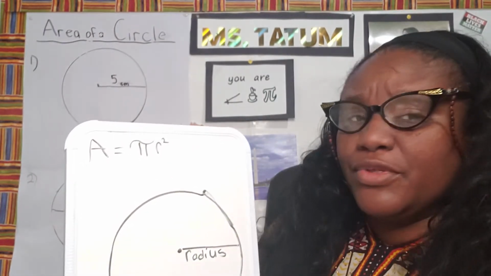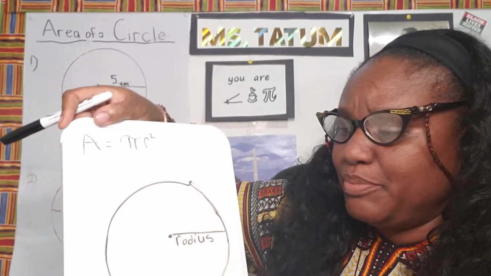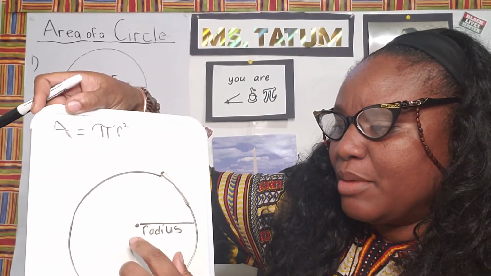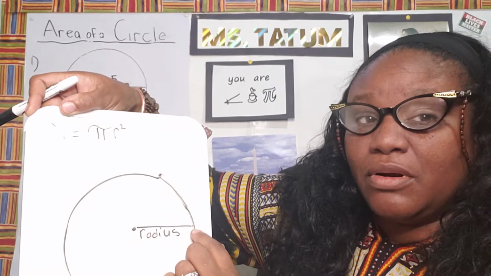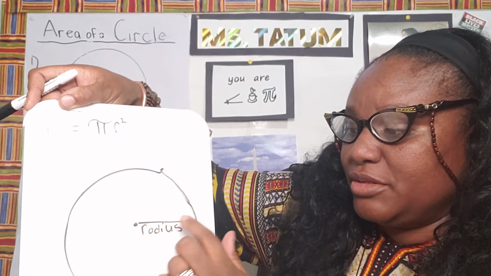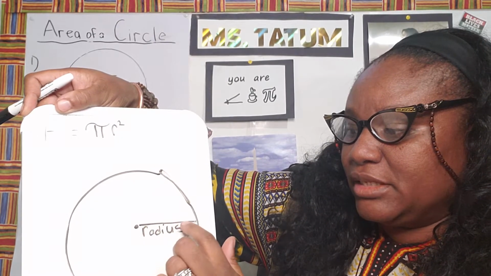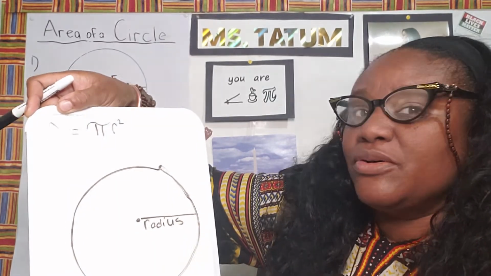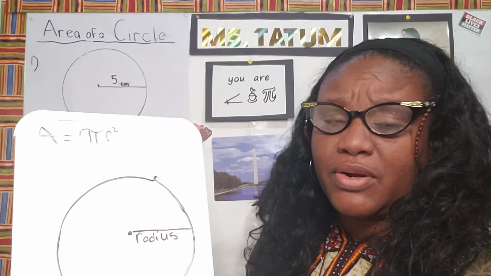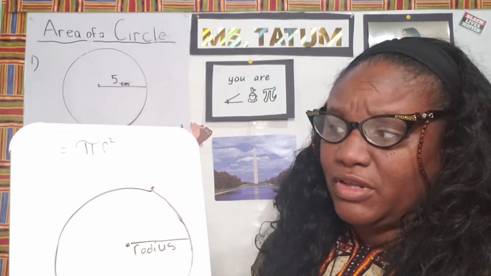The radius is a line from the center of the circle to the outer point of the circle, or the circumference. From here to here, this line, is going to be your radius. In most problems, or the problems we're going to work on today, the radius is going to be given.